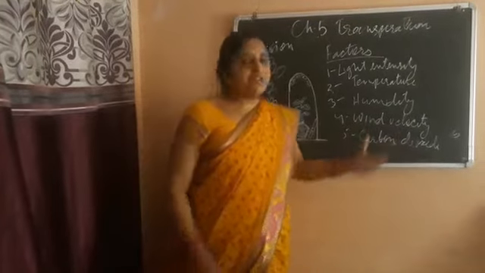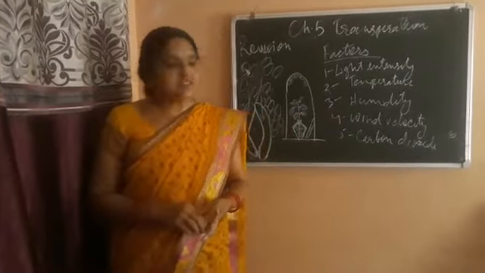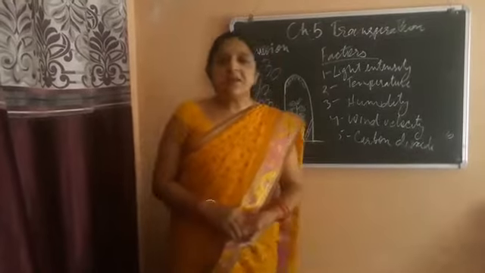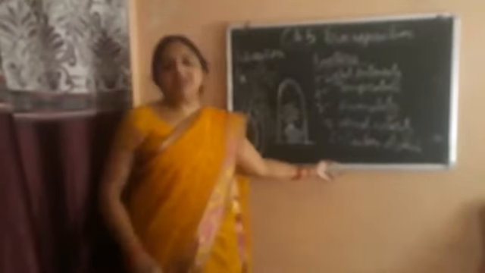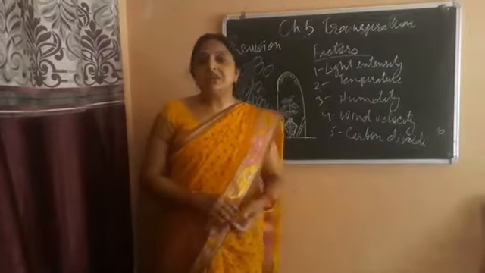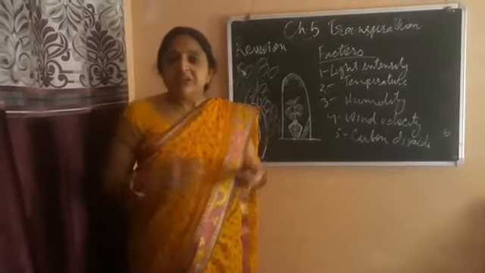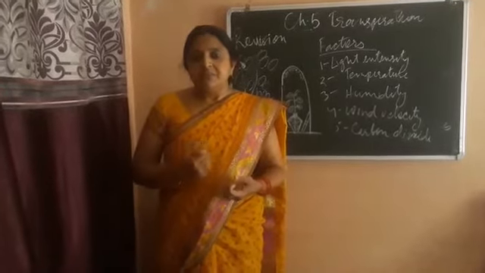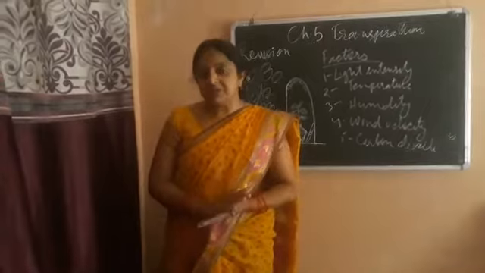Next is wind velocity. Wind velocity also increases the rate of transpiration. The more the wind velocity, the more the rate of transpiration. Now carbon dioxide concentration also affects the rate of transpiration. If there is more concentration of carbon dioxide outside the plant, then the rate of transpiration decreases. So, these are some factors which affect the rate of transpiration.